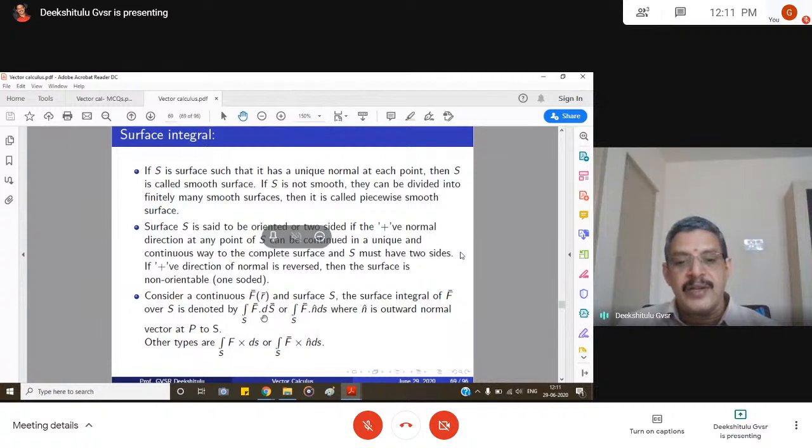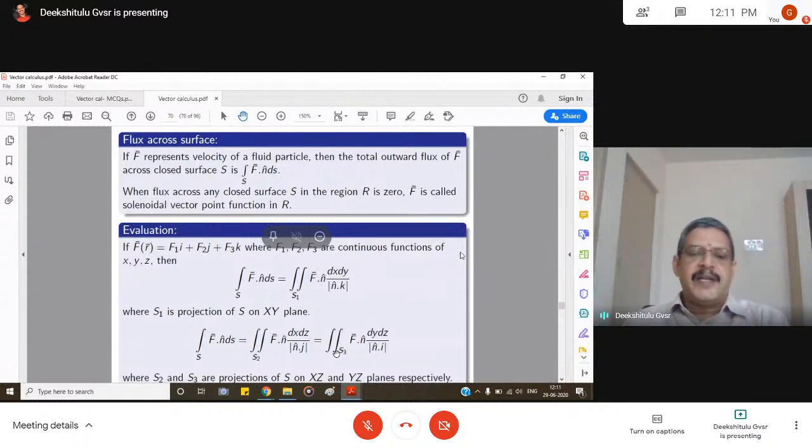Or else you can write this as f bar dot n cap ds, where n cap is the unit outward normal at P. Both mean the same here, but I am using small s for magnitude, and here capital S means vector. Observe the difference: ds bar is magnitude times unit normal. Other types of surface integrals are the integral over S of f cross ds, or the integral over S of f cross n cap ds.